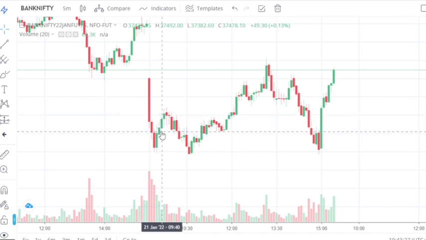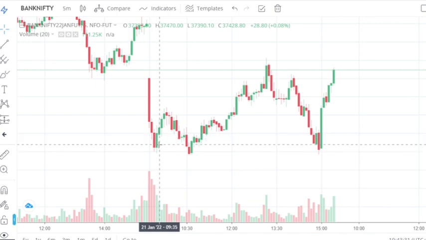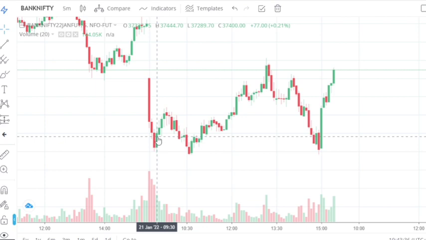Whenever you are taking a trade, your stop loss should be 30, 40, 50 points below that, because Bank Nifty is fluctuating. It moves 50 to 100 points in one shot on either side. So our target is 50 to 100 points of Bank Nifty movement.